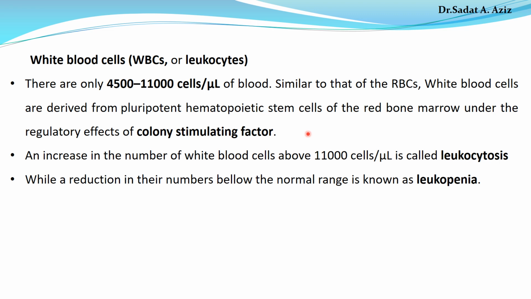Penia, it means what? A reduction. And cytosis means what? Increase. So leukocytosis is an increase in the number of white blood cells. Leukopenia is a reduction in the number of what? Of the circulating white blood cells.